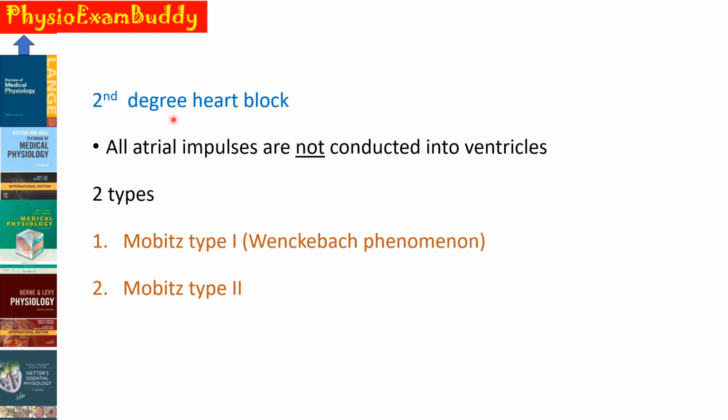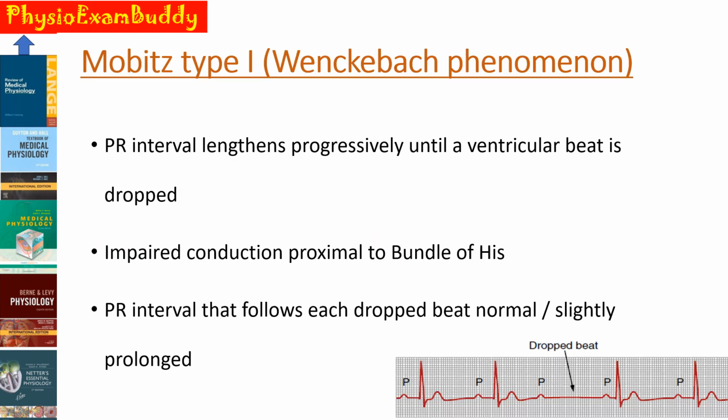Next, about the second degree heart block. Here, all the atrial impulses are not conducted into the ventricles, and the second degree heart block is again divided into Mobitz type 1, also known as the Wenckebach phenomenon, and also Mobitz type 2 block. Mobitz type 1 or Wenckebach phenomenon.